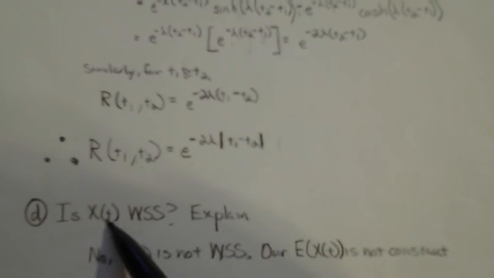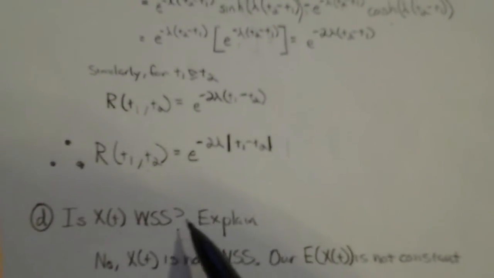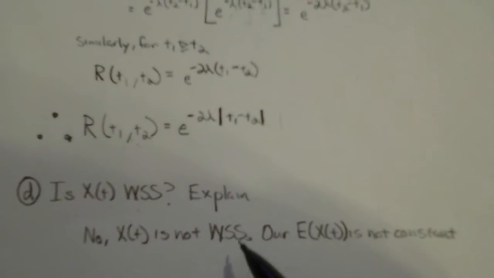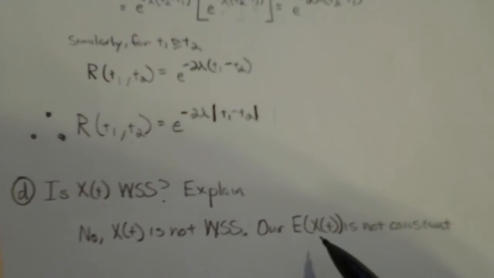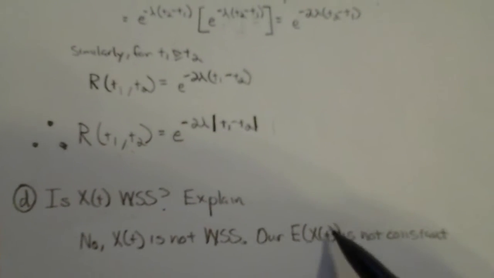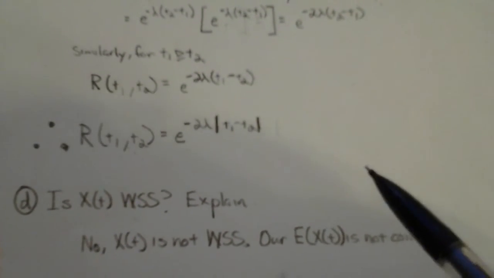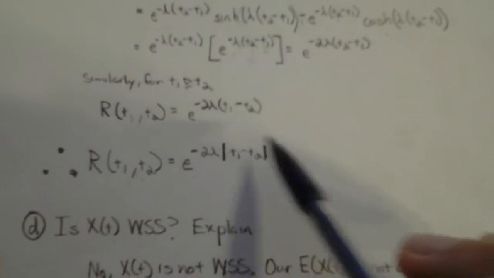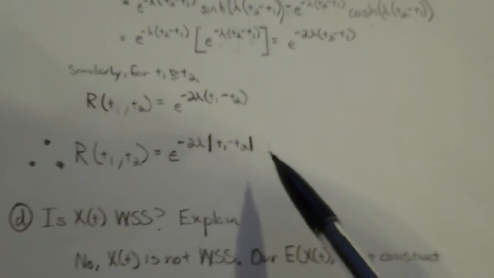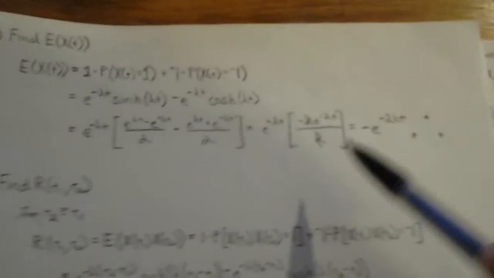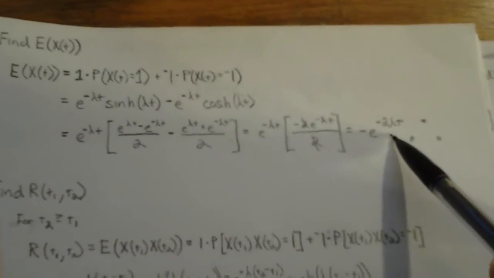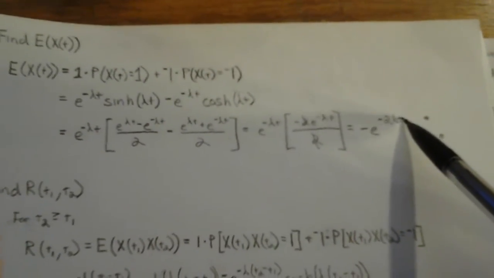Finally, they ask us, is our x variable WSS? No, it is not, because in order to be wide sense stationary, our expected value of x needs to be a constant, and the autocorrelation has to be written in terms solely of tau. While our autocorrelation is written solely in terms of tau, as we can see up here, our expected value is not a constant. It varies according to t. So this is not WSS.